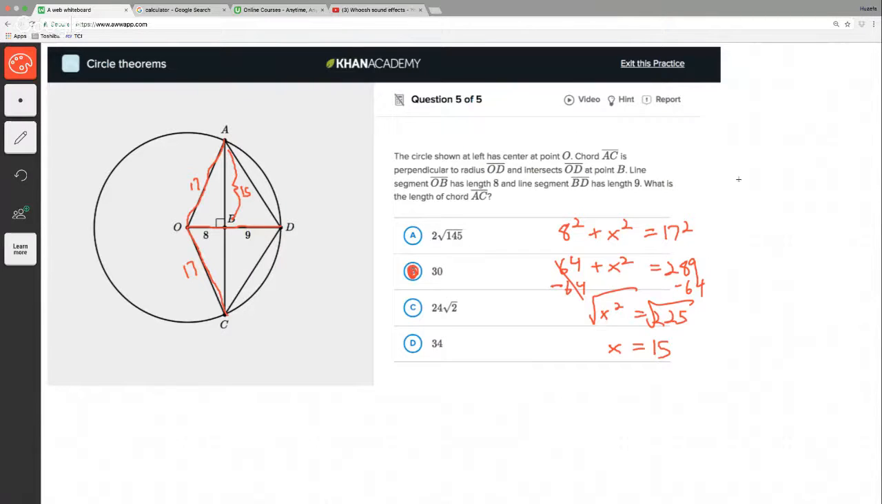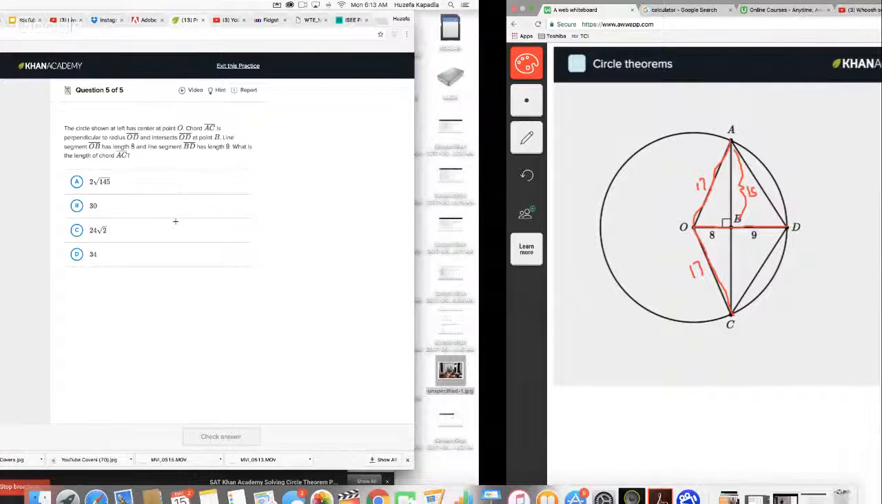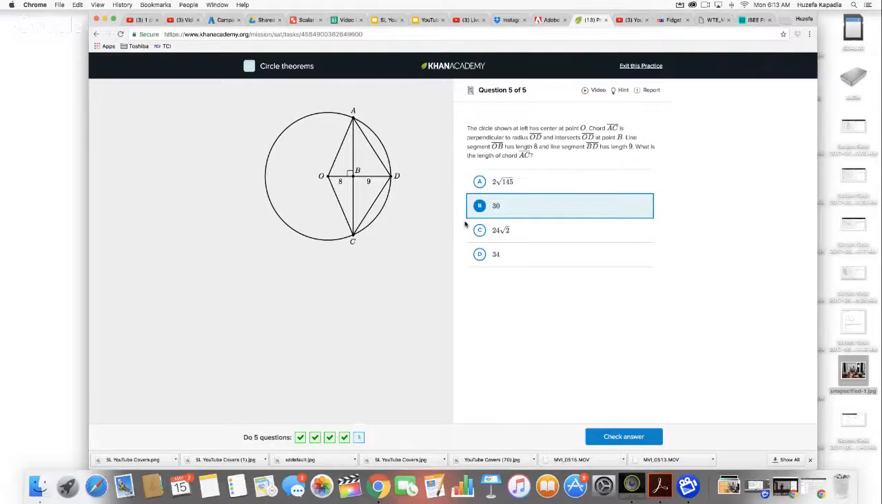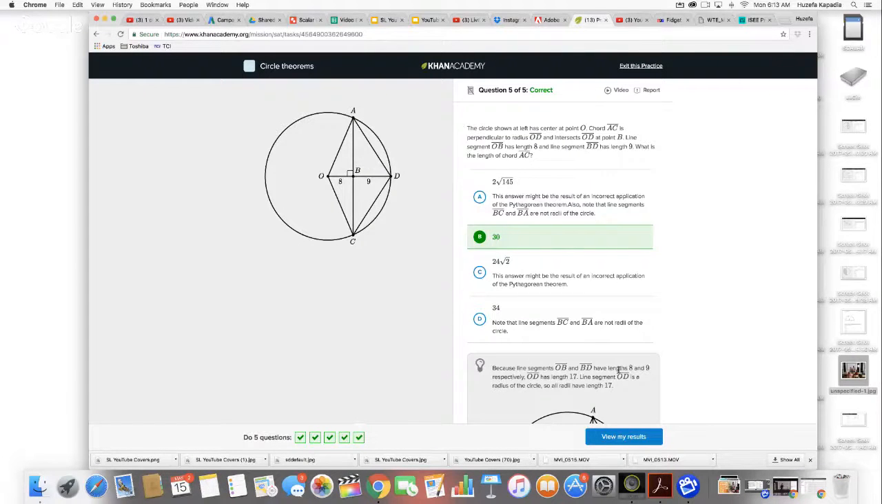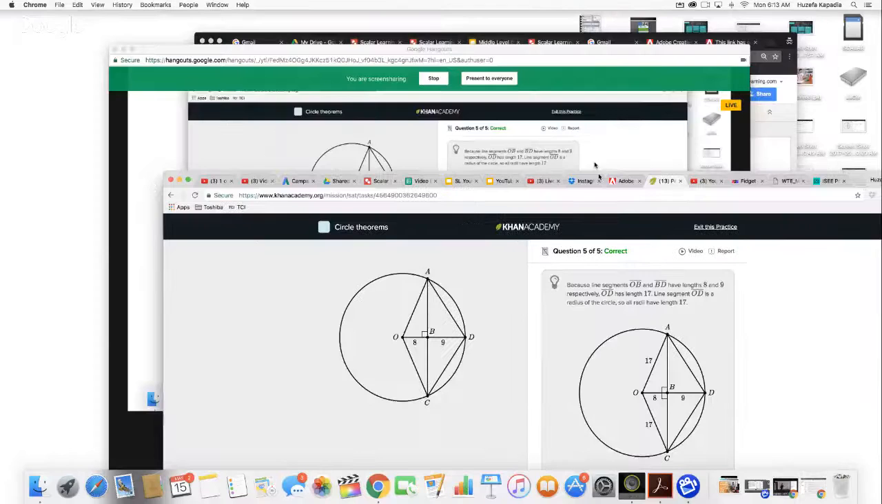I'm going to double check that 17 squared is indeed 289. I'm remembering it off the top of my head, because that's the last perfect square I think that I've memorized. So I could be wrong. Yeah, that's right. It is indeed 289. That's it. It is B, 30. Let's make sure. Yes, we are correct.